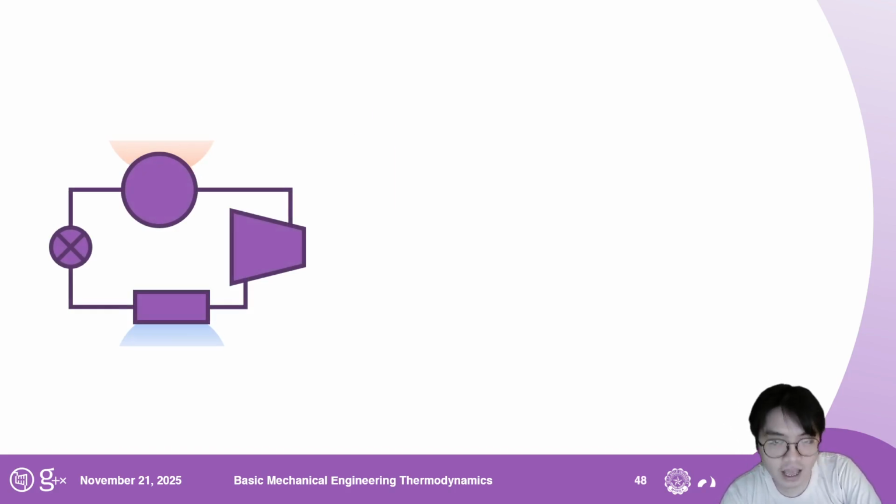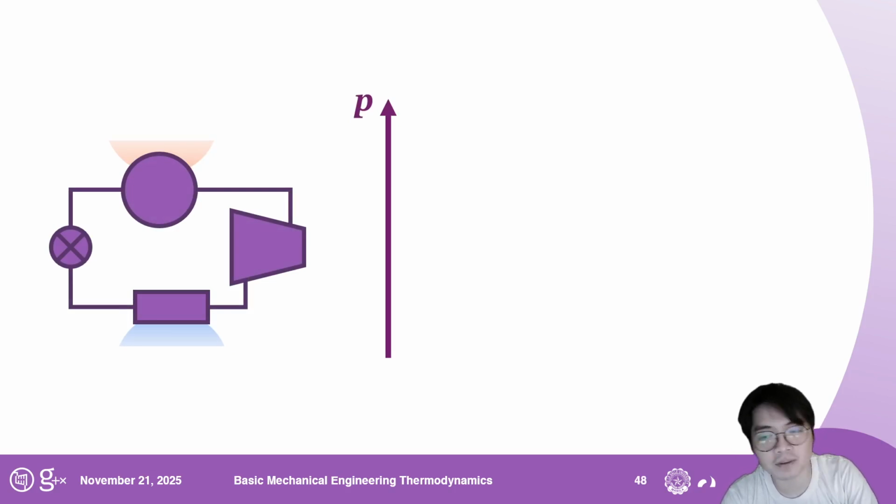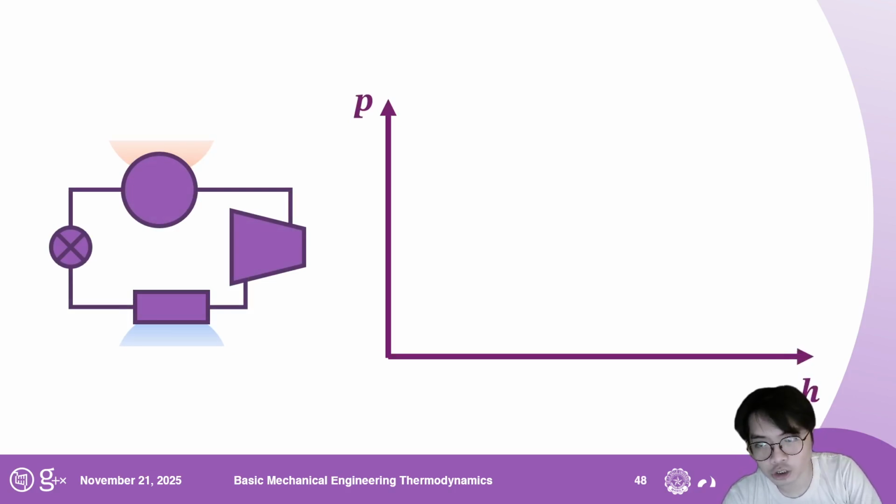And in this case, the diagram is not a PV diagram, it's a pH diagram. So in this case, a pH diagram is a diagram that is specifically made so that we can analyze reversed systems, or reversed cycles, just a little bit better.